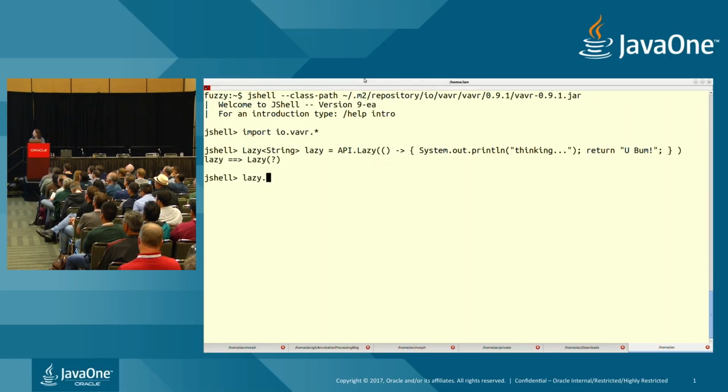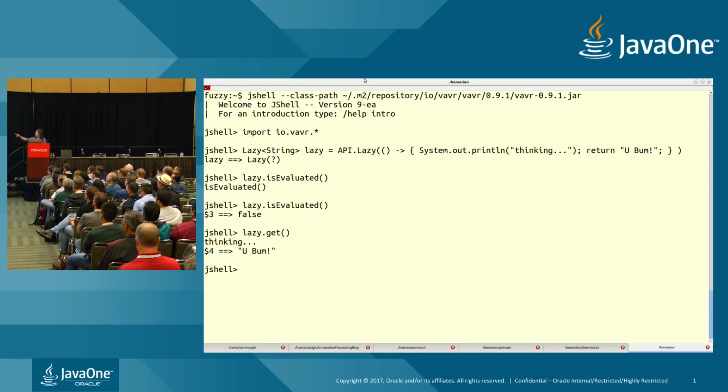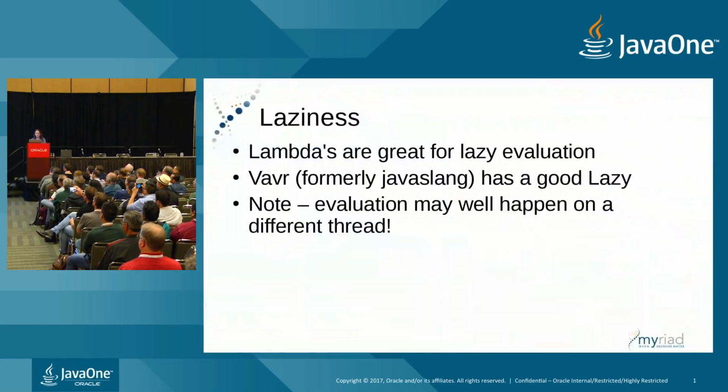And I can actually ask, is this lazy value actually evaluated yet? And it'll say, no, it's not. But if I say lazy.get, it says I'm thinking, and then it gives me back the answer, and that's great. And if I ask if it's been evaluated now, it says, of course, it has been. And if I say get a second time, it doesn't have to compute it again. So, another good example of something that was a pattern before and is now a library method.